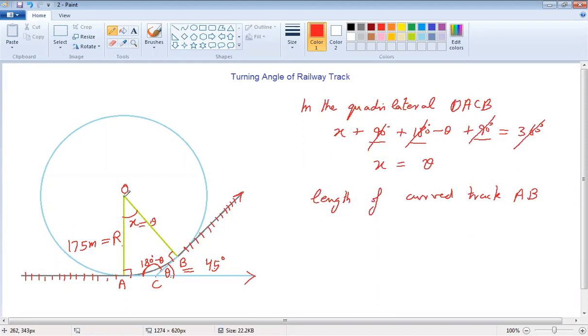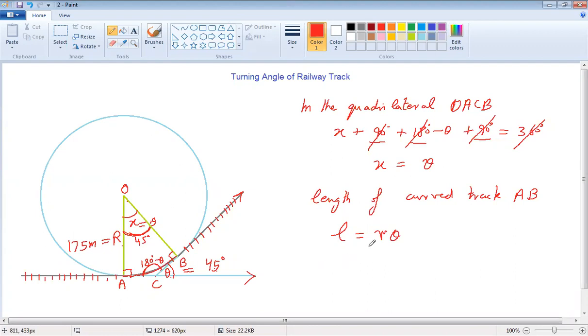Suppose we want to turn the track through 45 degree angle, and radius of curvature is 175 meter. This is taken to be a large value because for the larger radius, the turning is easy for the train. Now length of the curved track AB we want to find, suppose L. L will be equal to R theta because this angle is also same as theta. Angle subtended at the center theta and this angle is same. So if this is 45 degree, this is also 45 degree. Radius is known, we can find the arc length of AB, that is length L.